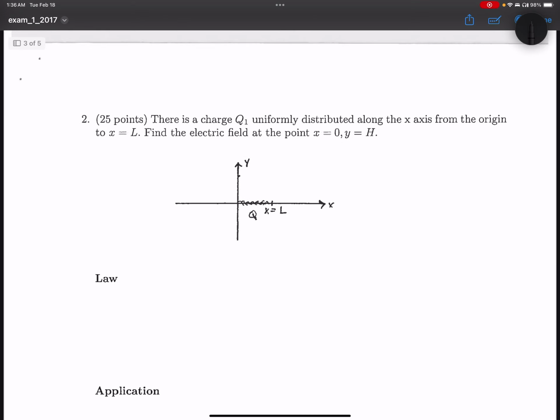Okay, so question 2. There is a charge q1 uniformly distributed along the x-axis from the origin to x equals L.